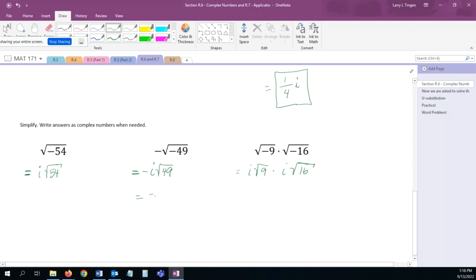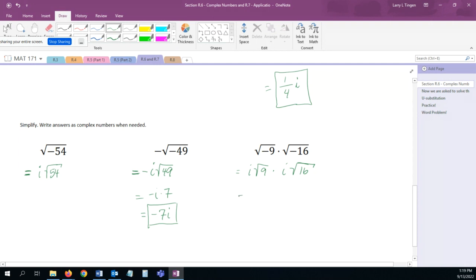Square root of 49 is 7, and then formatting, the i goes to the end. The only time you'll see me not put i on the end on the right is if I still have a radical, which is what you're going to see on that first one.